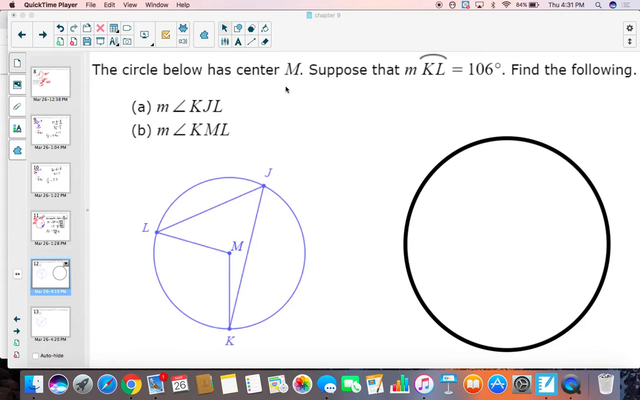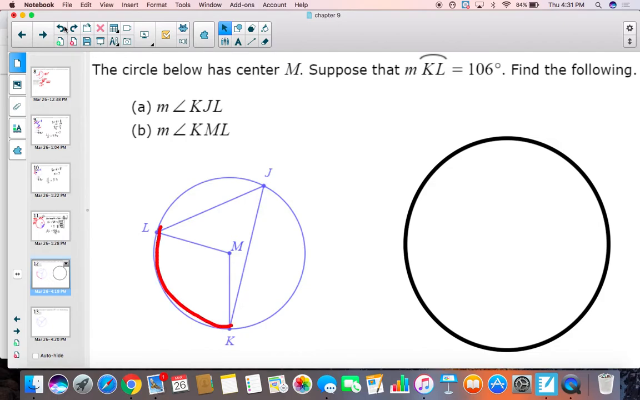Suppose that KL, and once again, I like to draw on my circles here. So KL, we got that arc angle to be 106. All right, and then it wants us to find the following. It wants us to find just the angle of KJL. So KJL, that would be this angle here. And then it also wants us to find the angle KML.